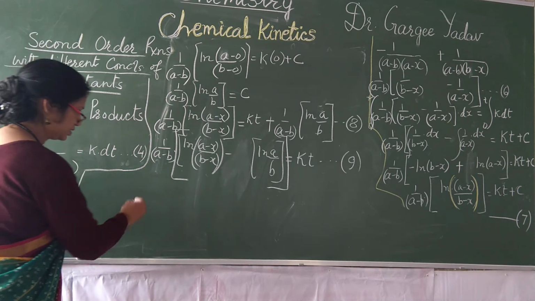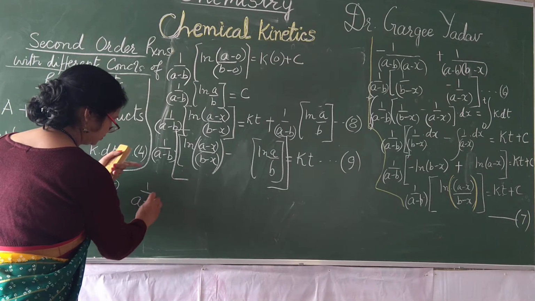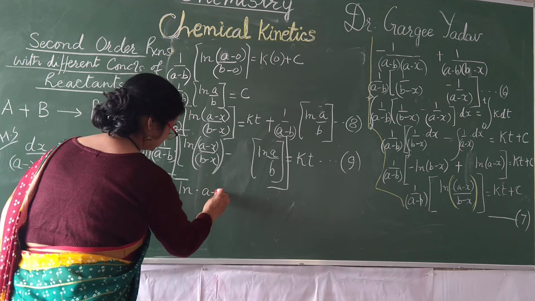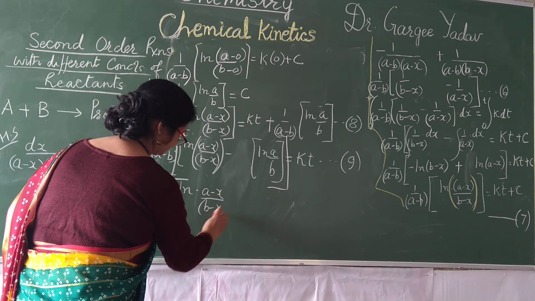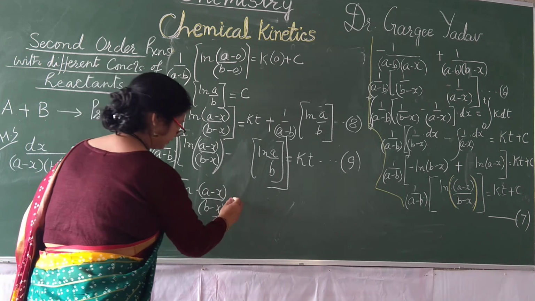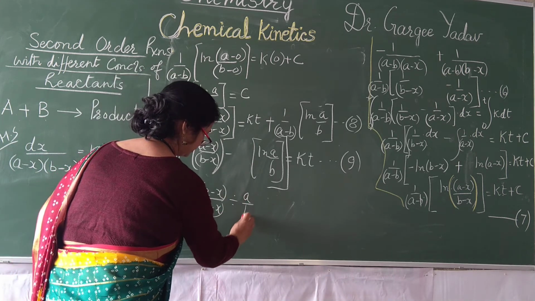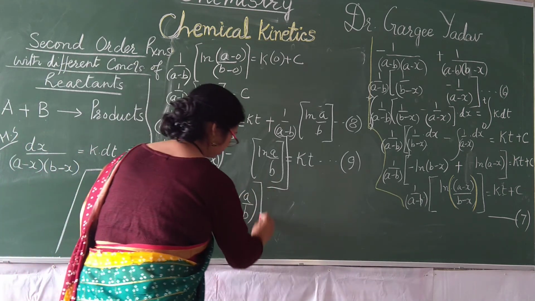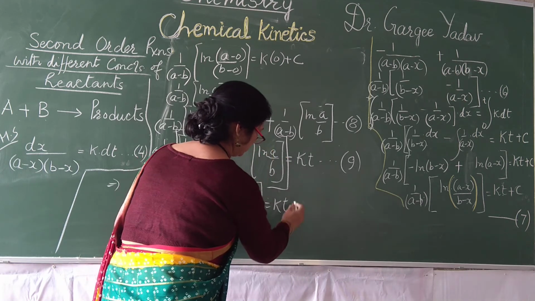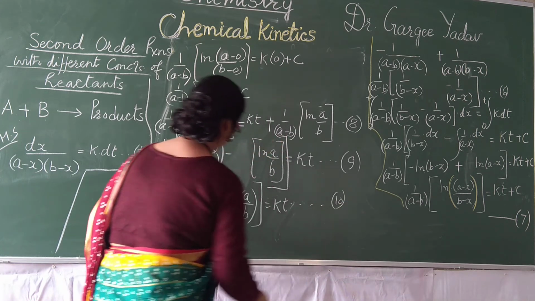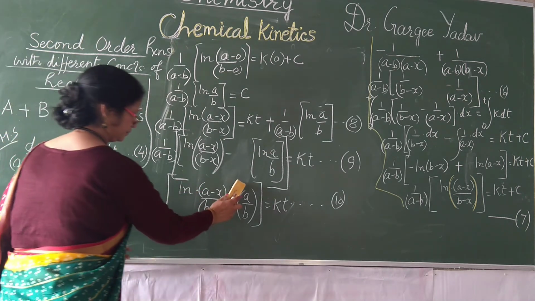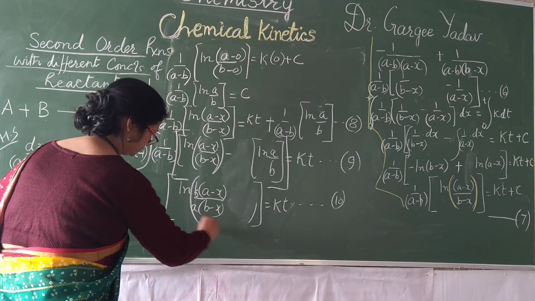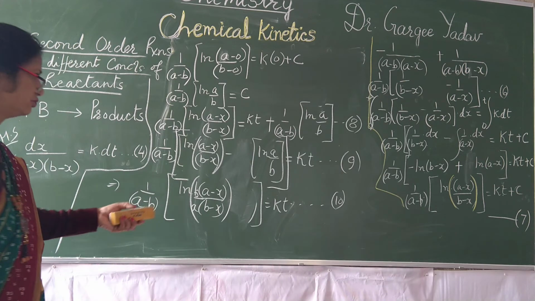And when we apply this property, what we get is 1 upon a minus b is common over here, and inside the bracket we will have log of (a minus x) upon (b minus x) divided by a by b. When we solve, this will be equal to kt. This kt is coming from here. Let it be equation number 10. And when we solve this, what we will have is b upon a. Is it clear? So this comes out to be the value of kt.